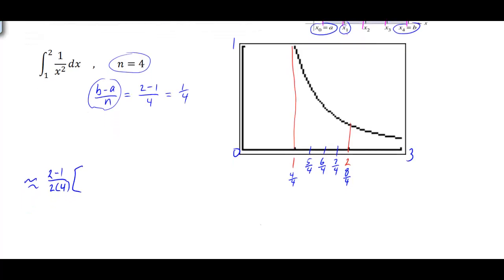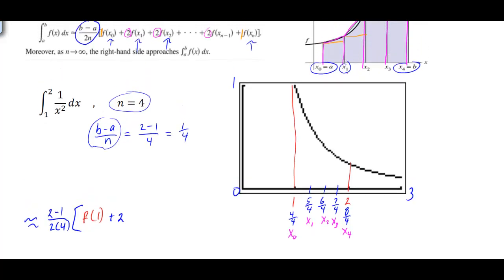Now this may be helpful to realize we start here. This is our x sub 0, x sub 1, x sub 2, x sub 3, and x sub 4. So notice x sub 0 is where we start with, so we would evaluate that at f of 1, and then we would have plus 2 times, okay, remember the formula, the first one is multiplied by 1, everything else is multiplied by 2 until we get to the very end.